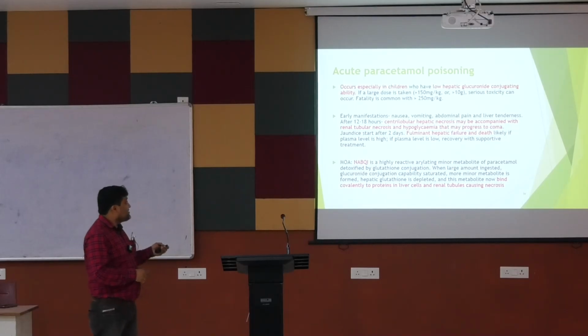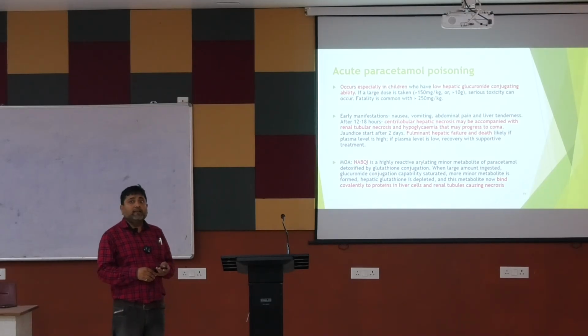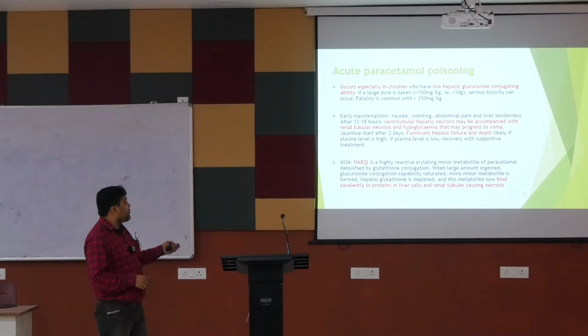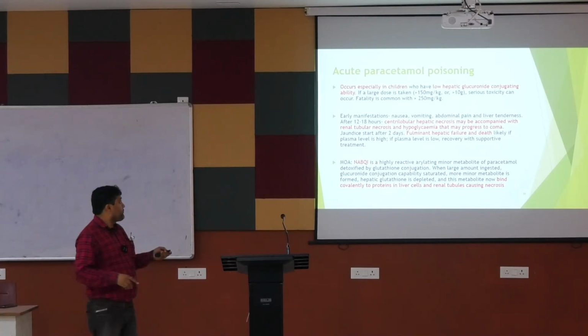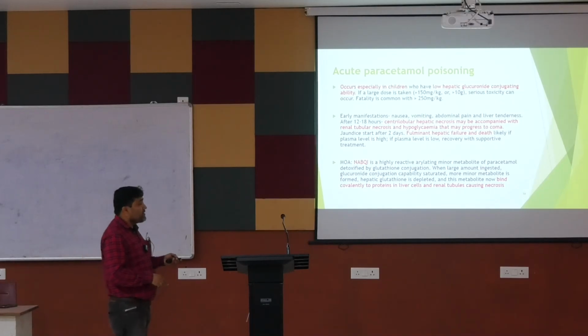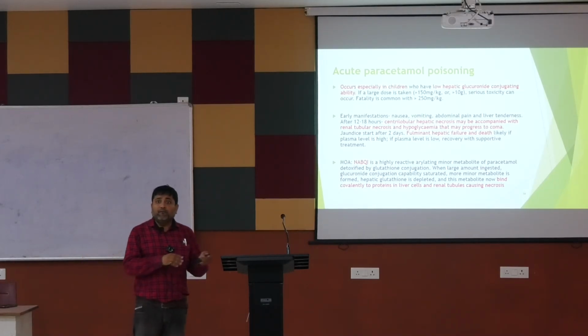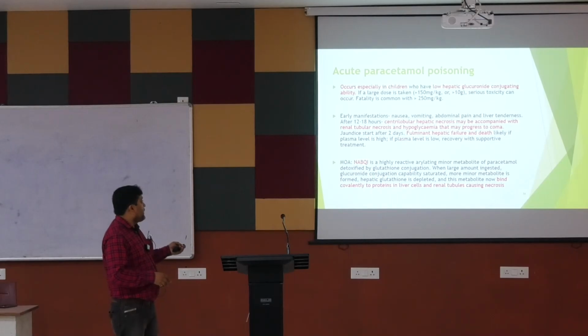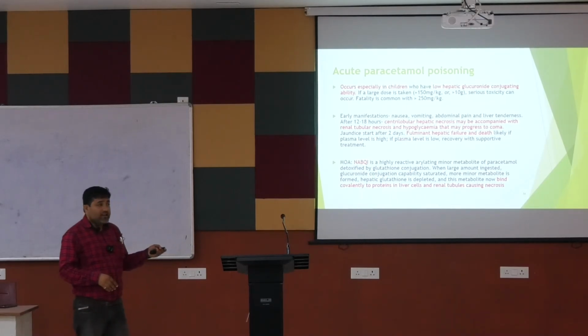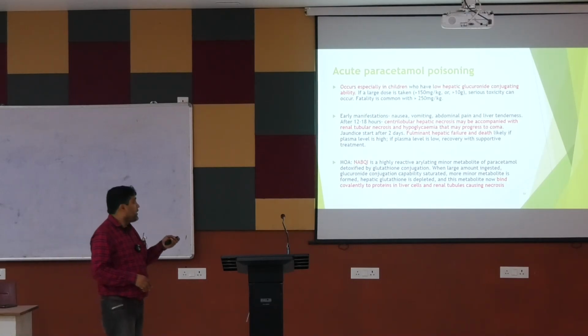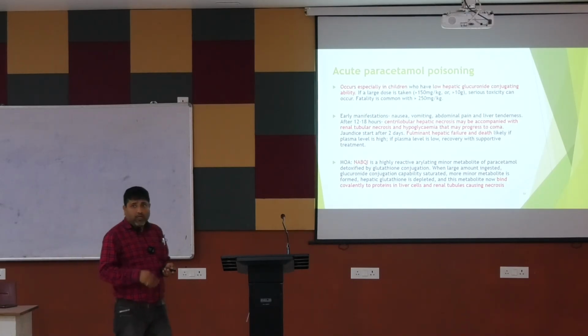Now, what is seen? Nausea, vomiting, abdominal pain, liver tenderness. As the time passes, by 12 to 18 hours, there is hepatic necrosis, centrilobular hepatic necrosis, and renal tubular necrosis. Hypoglycemia may occur, and the patient with time can progress to coma. Jaundice starts after 2 days, and the cause of death is fulminant hepatic failure. Now, why is this occurring?